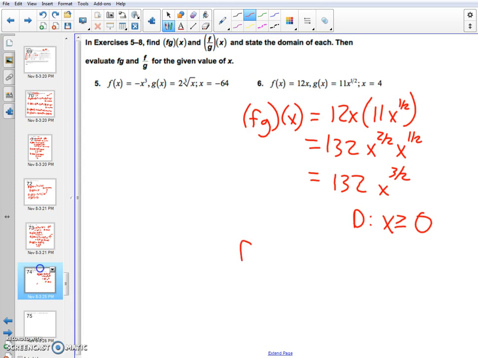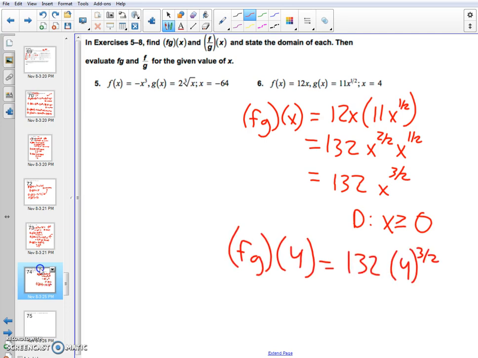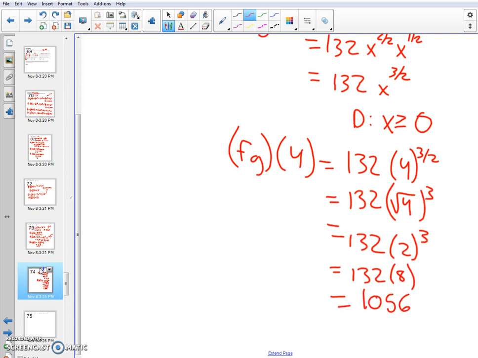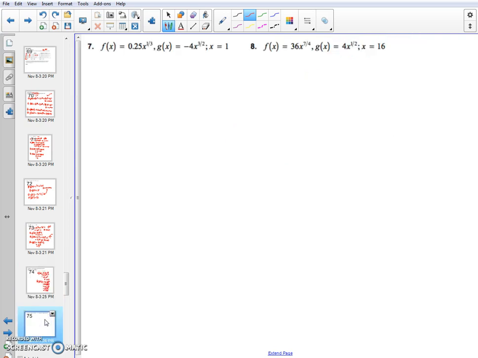Okay? They now had us evaluating at an x value of 4. So 132 times 4 to the 3/2. So 132 times the square root of 4 to the 3rd. The square root of 4 is 2. So 132, 2 to the 3rd is 8. And finally, 132 times 8 is 1,056.